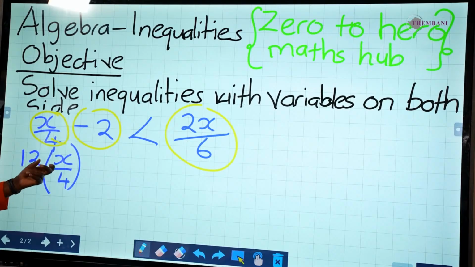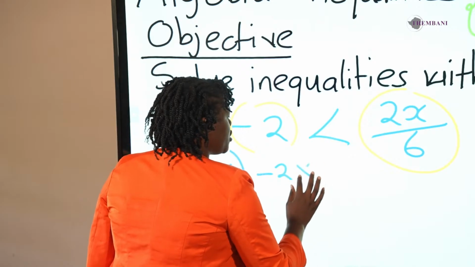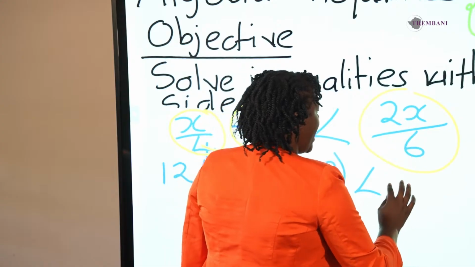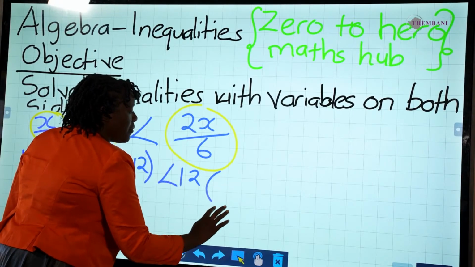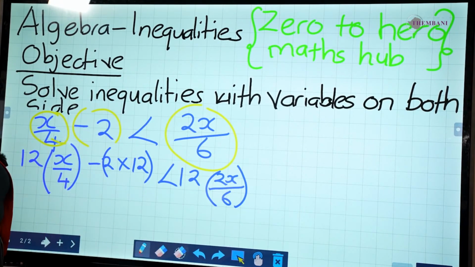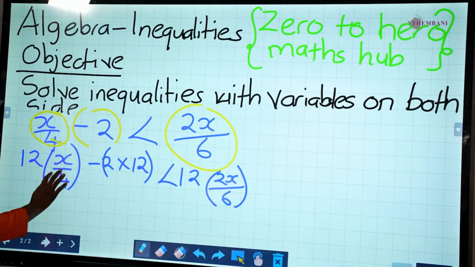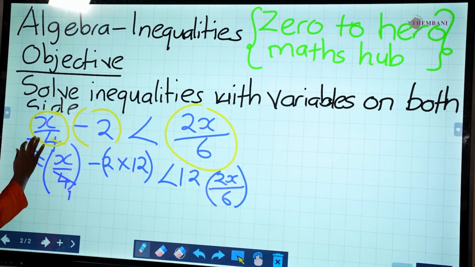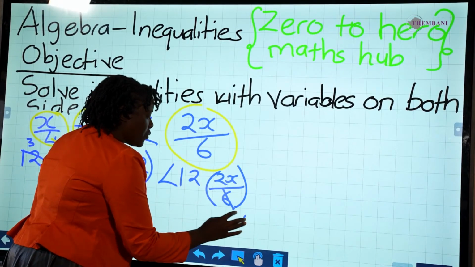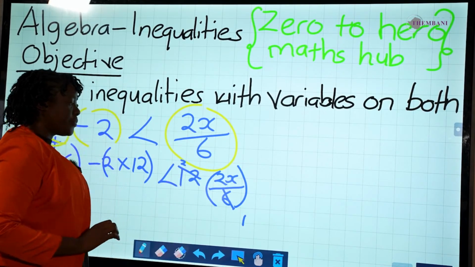So the first term was x over 4, which I've multiplied by 12. The next term, I have a negative 2 that I'm also going to multiply by 12. Then I put my inequality sign. Then I have a 12, which is also multiplying 2x over 6. So if I multiply these two, I have to divide 4 into 12. 4 into 4, 1. 4 into 12, I get a 3. Then I move on to this one. 6 into 6, 1. 6 into 12, I get a 2.